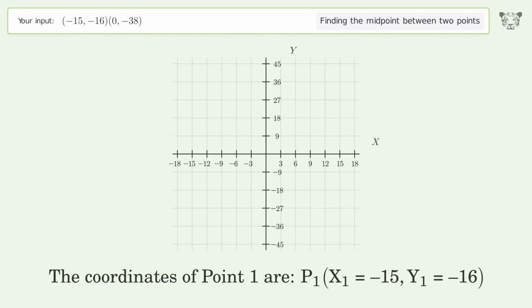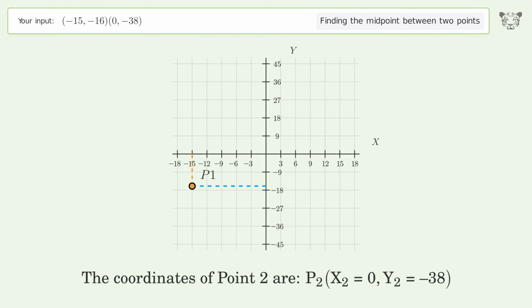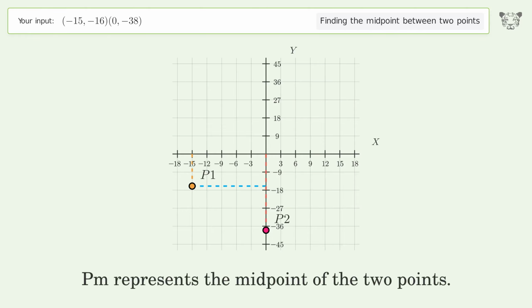The coordinates of point 1 are x1 equals -15, y1 equals -16. The coordinates of point 2 are x2 equals 0, y2 equals -38. PM represents the midpoint of the 2 points.